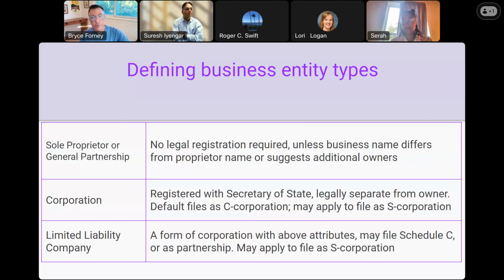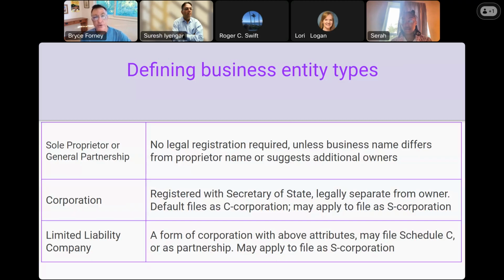And if you are a corporation or an LLC, that can work for one owner or more than one owner. So where a sole proprietor turns into a general partnership with more than one owner, a corporation can have one or more owner, an LLC can have one or more owner.